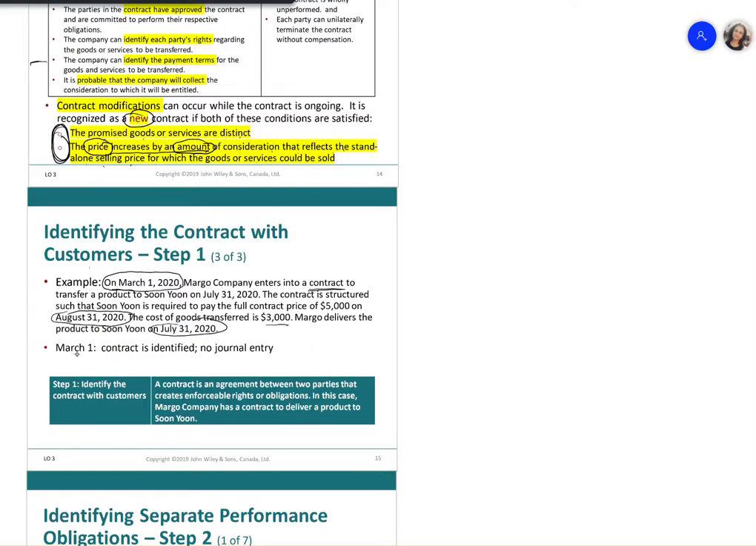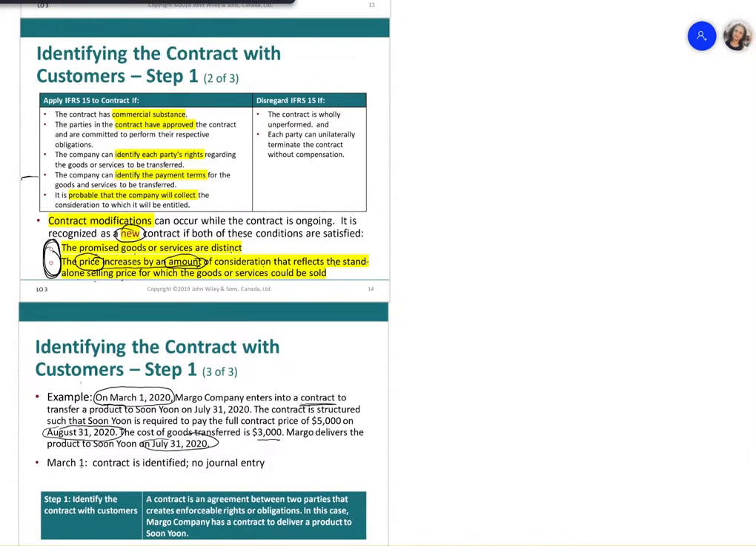So they're saying that on March 1st the contract is identified, and no journal entry is required. On March 1st we just enter into the contract. Now can we identify if there's a contract? Yes, we can identify the contract that we're supposed to provide them the service. In consideration, they are going to give us the money, and the terms are already in the contract, because they told us when we are going to deliver the goods, and when they're going to pay us. All these should be in the contract.